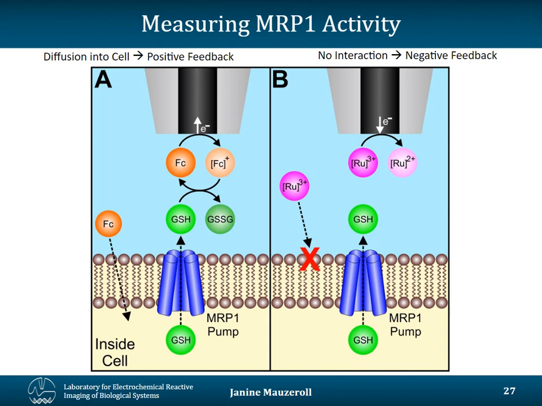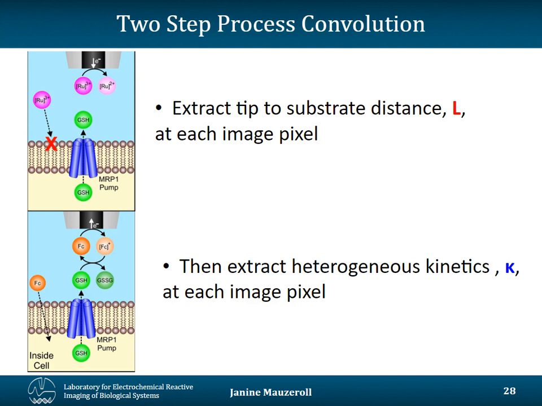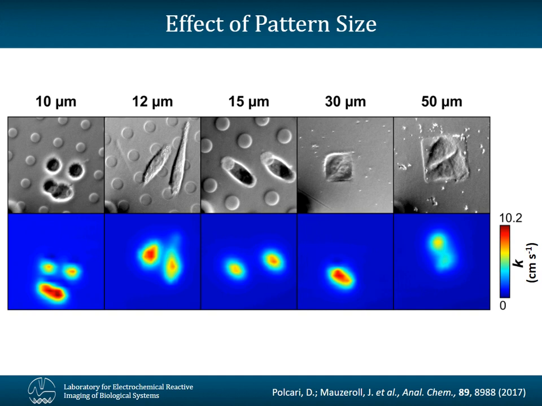And by subtracting the topography from the reactivity, you're basically carrying out two images, one after the other. One in ferrocene methanol, then you change the liquid and you do one in hexamine ruthenium chloride. You're then able to extract a kind of kinetic map. And then you can imagine changing many different types of experimental parameters. In this case, I'm showing you how the activity of the cell was affected by the pattern size.